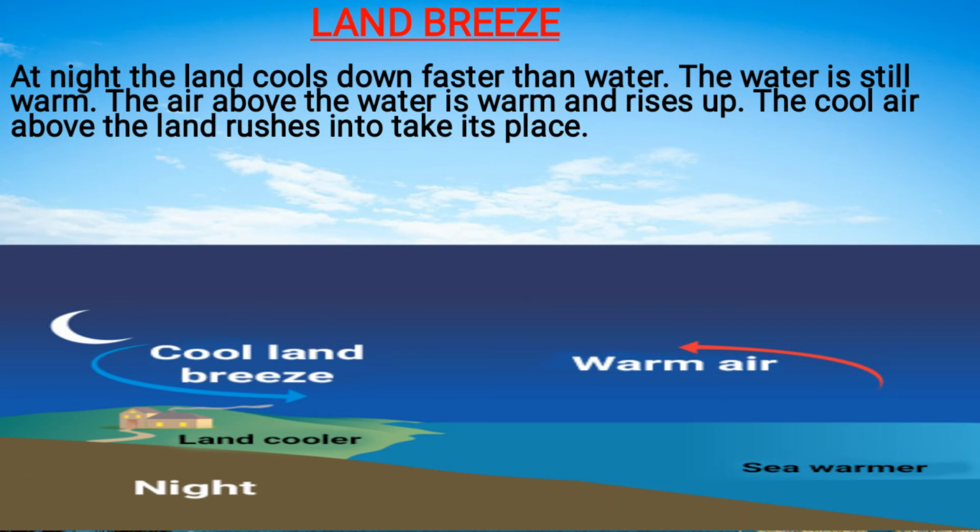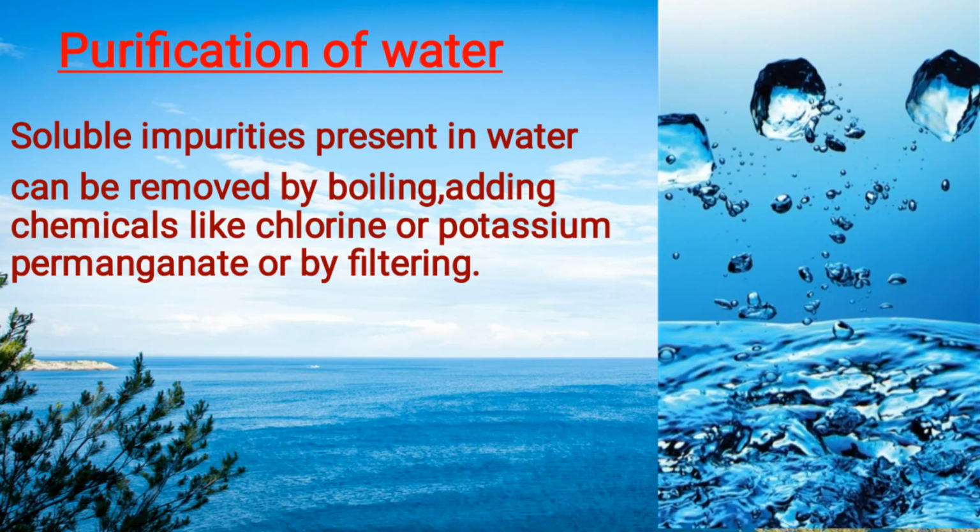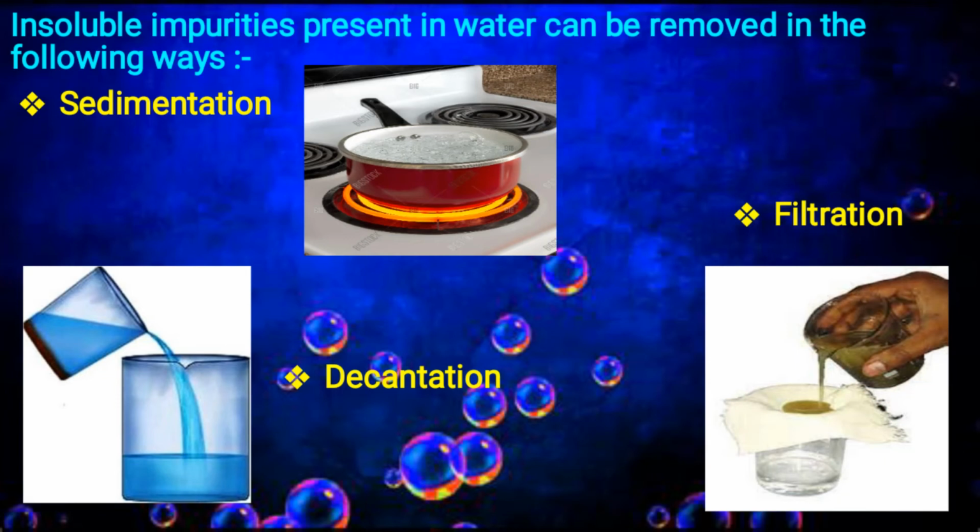So let's revise. Our first topic is purification of water. We can do it by boiling, adding chemicals like chlorine or potassium permanganate, or by filtering. Insoluble impurities can be removed by methods like sedimentation, decantation, and filtration.